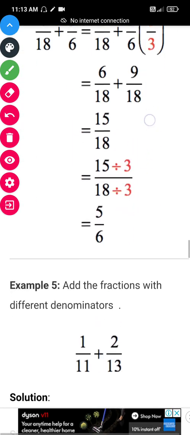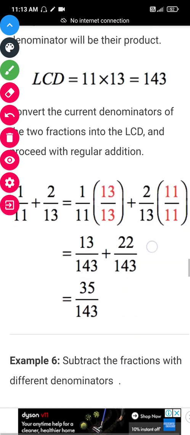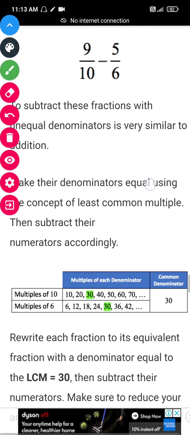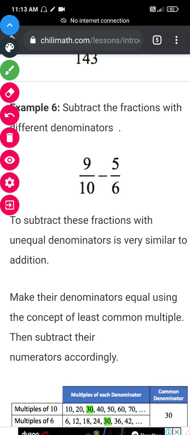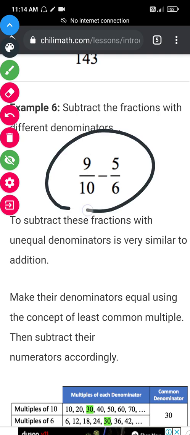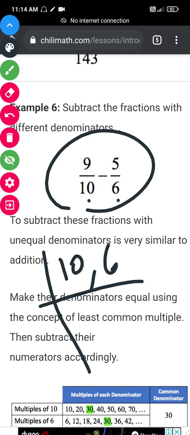So this is the way you add and subtract fractions which have different denominators. Now let's see one more example: 9 by 10 minus 5 by 6. Denominators are different, so we need to get the LCM of the denominators, the LCM of 10 and 6. You can find the LCM like this also: 10 is 2 times 5, and 6 is 2 times 3. Now these are both prime numbers, so you stop here.